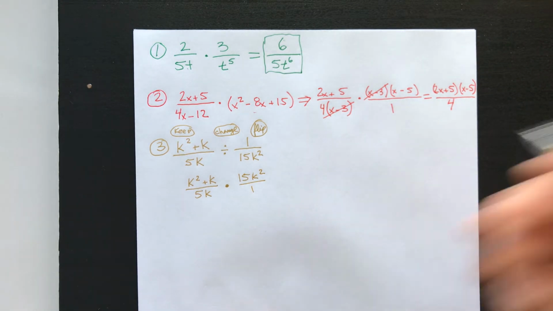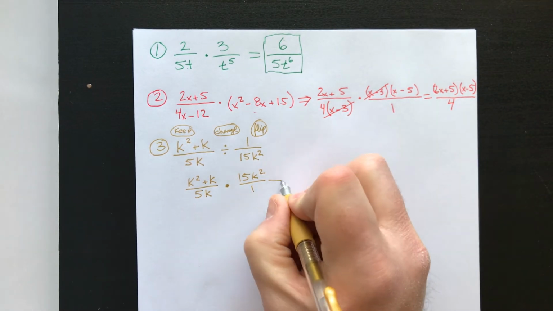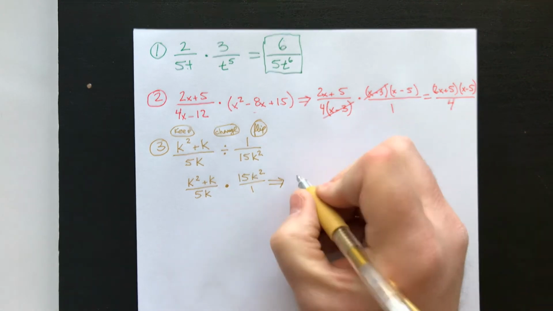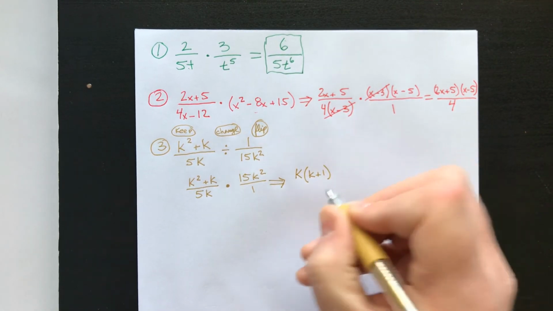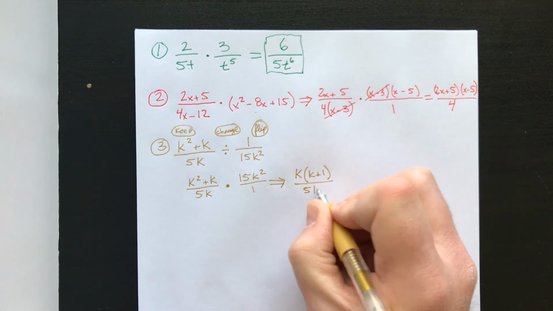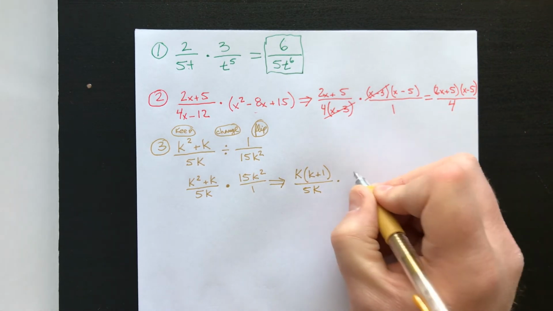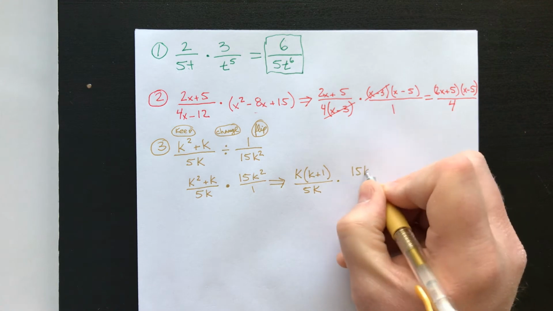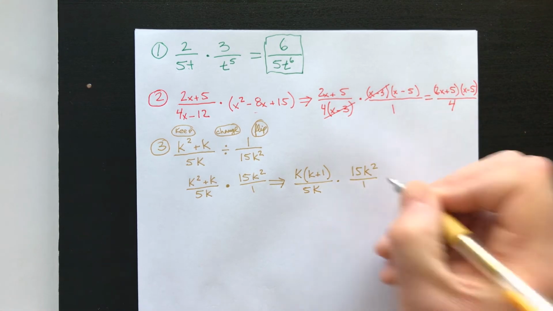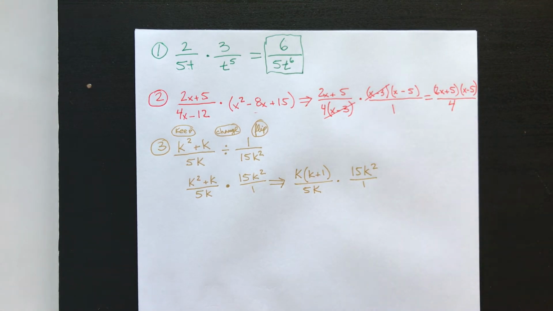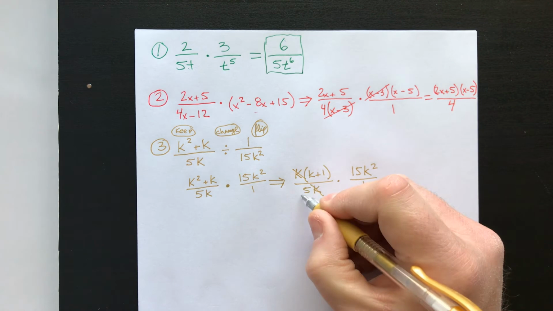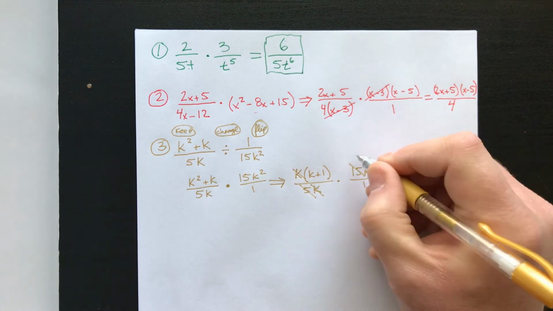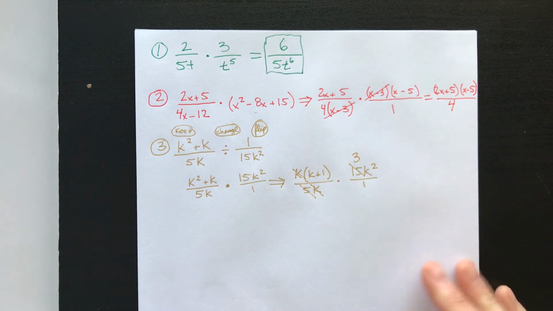All right, now let's do our factoring. So I'm going to pull a k out of the first one, so we now have k plus 1 all over 5k. And then this is 15k squared all over 1. All right, so these k's will cancel, and this 5 will cancel with the 15, and I'm left with a 3 there.